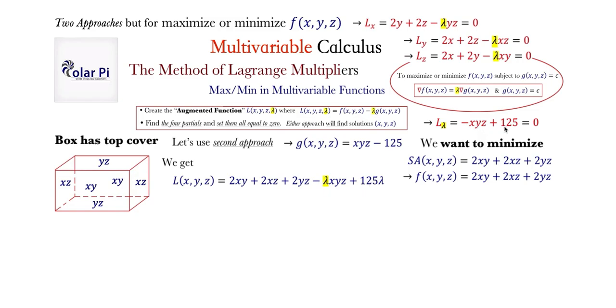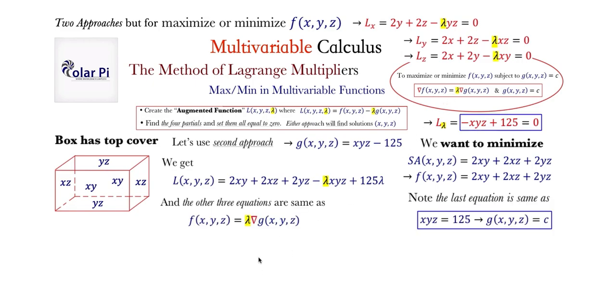So it's minus xyz plus 125, and when we set it equal to 0, what we get is xyz is equal to 125. But that's just a constraint function. So the partial with respect to lambda, setting that equal to 0, gets us the constraint function. In this manner, you can see that the two approaches are identical because the constraint function that we get back by setting the partial with respect to lambda to 0 is exactly the same as just writing down the fourth equation here. And the others are equivalent to the three equations you get from here. Okay?